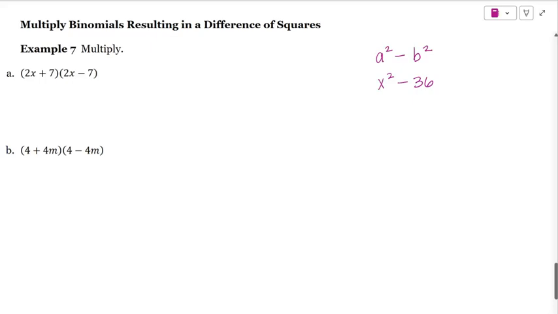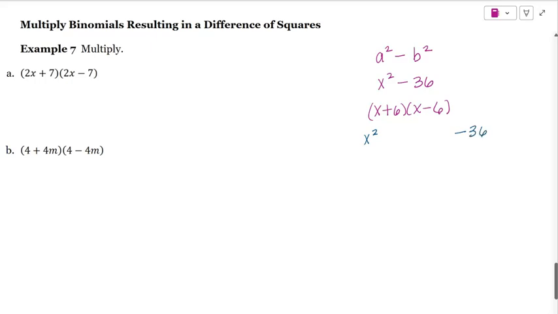When we go to factor x squared minus 36, this is going to end up being x plus 6 and x minus 6. If we were to multiply this back out, multiplying the first terms, we get x squared, and multiplying the last terms, we get minus 36.